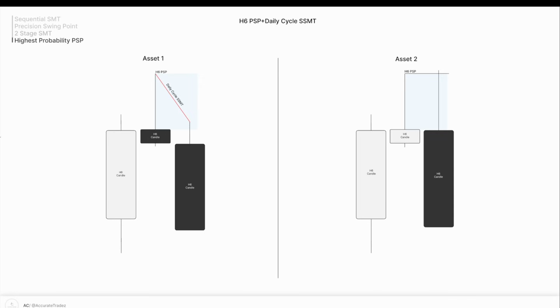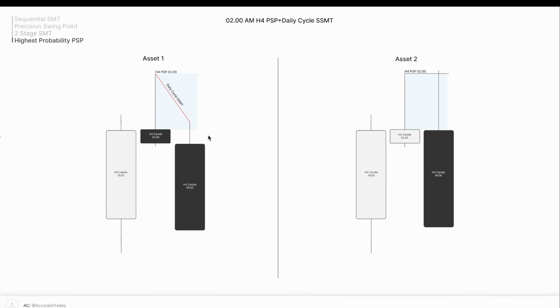Now we have our daily cycle sequential SMT paired up with a 6-hour PSP. Why a 6-hour? Well, we know that 2 consecutive 6-hour candles will, if we have a SMT between them, form a daily cycle sequential SMT.